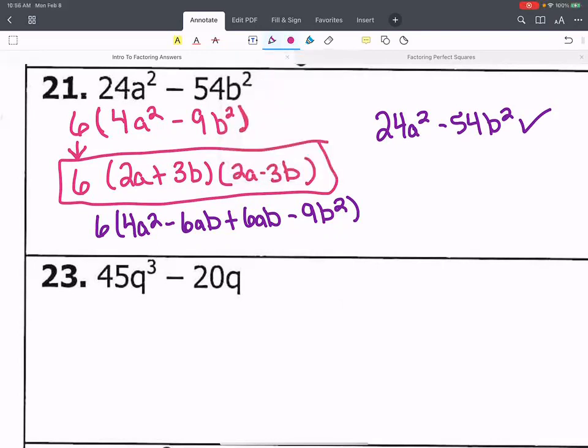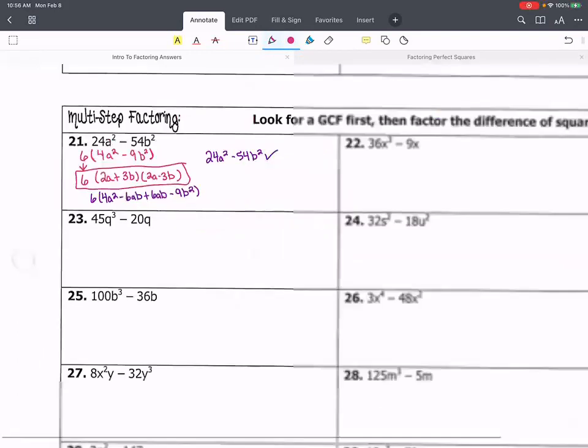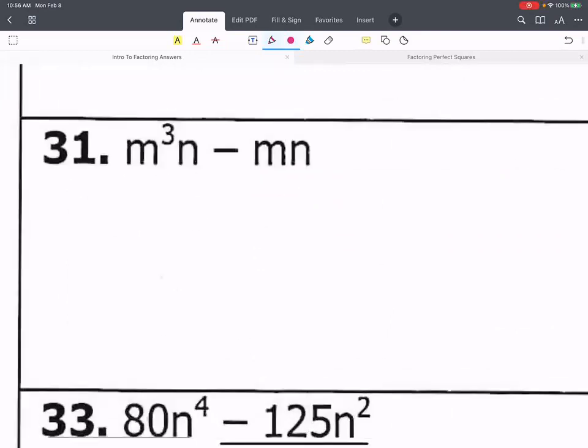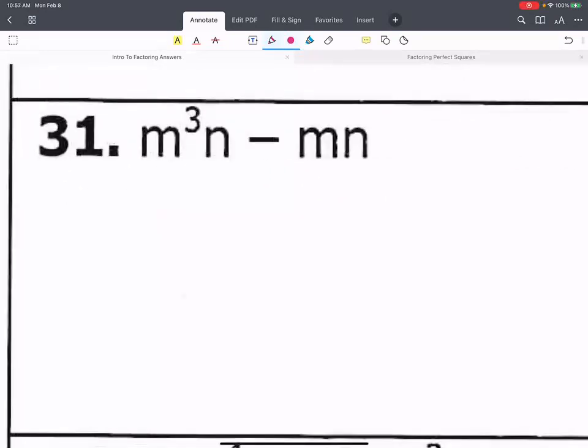Should we do another one like this together? Okay, somebody pick one on this page. 31. All right, 31. What's the greatest common factor there? mn. I can get an m out of both of those, and I can get an n out of both of those. So what's m to the third divided by m? And n divided by n just cancels, makes a 1. Okay. mn divided by mn cancels and makes a 1, and we have a negative there. Good.